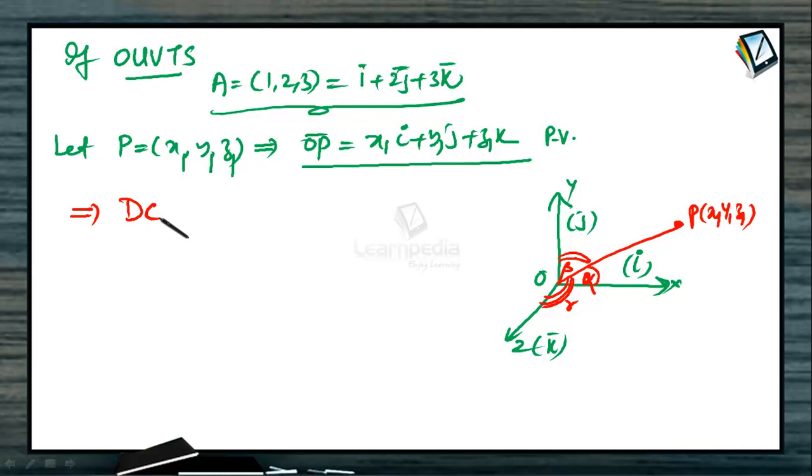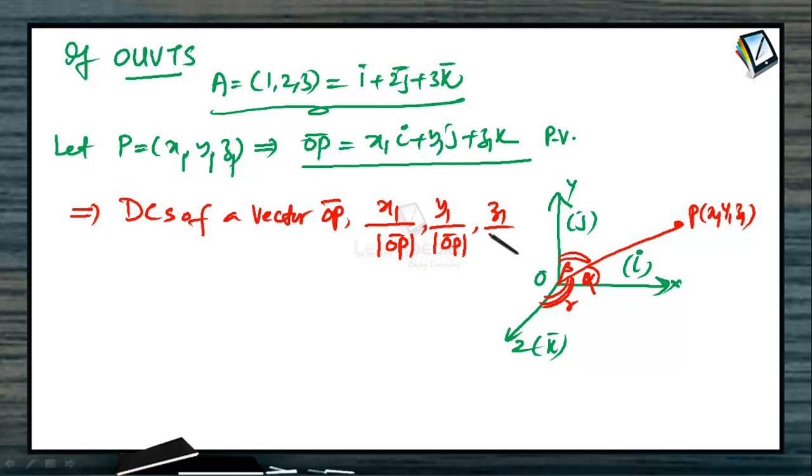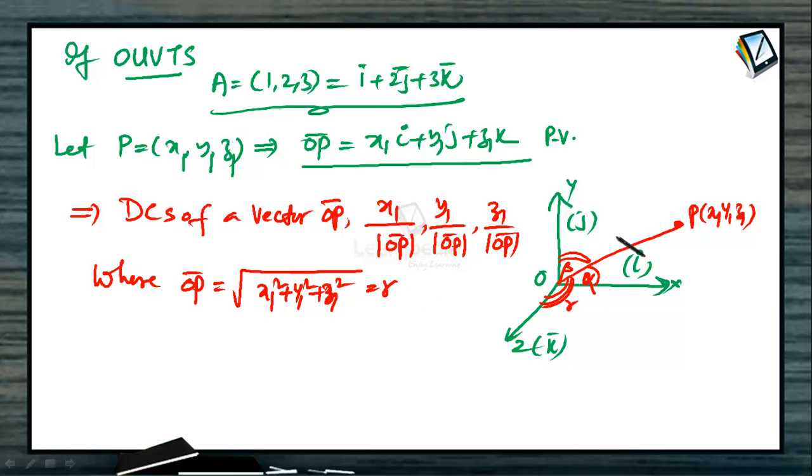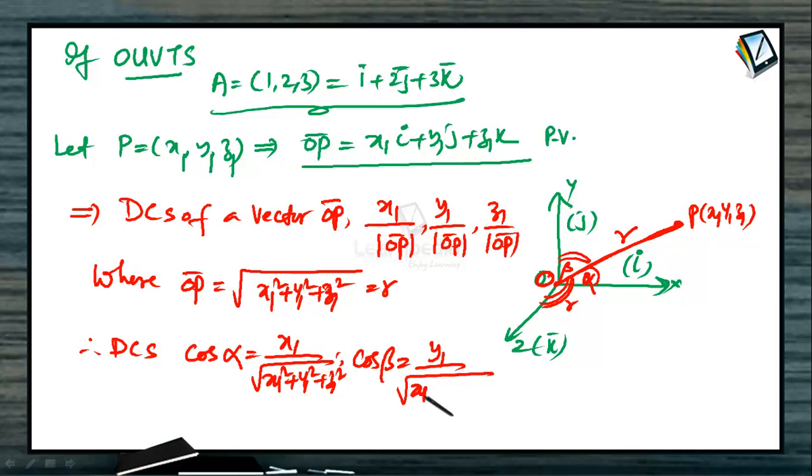So we can define the direction cosines of the vector OP bar as x1 by modulus of vector OP, y1 by modulus of vector OP, and z1 by modulus of vector OP, where modulus of vector OP is defined as root of x1 square plus y1 square plus z1 square, which equals small r, the distance of the point from the origin. So in three-dimensional geometry, the distance of a point from the origin is root of x1 square plus y1 square plus z1 square. Therefore the direction cosines are cos alpha equals x1 by root of x1 square plus y1 square plus z1 square, cos beta equals y1 by the same root, and cos gamma equals z1 by the same root.